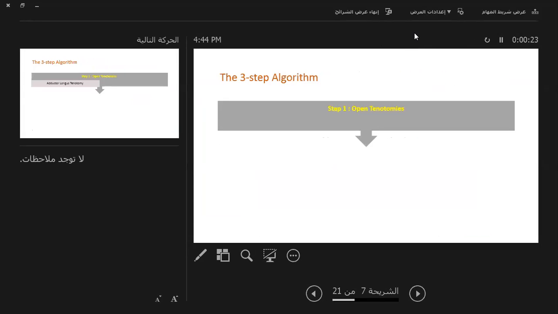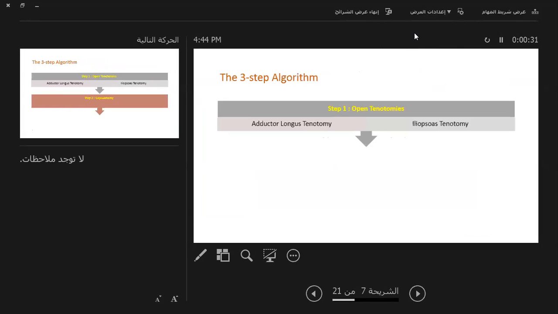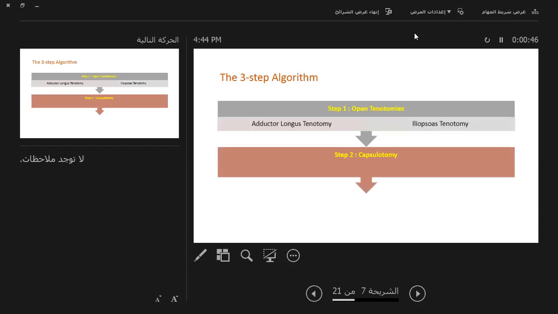So the three-step algorithm is quite simple. Step one is making the open tenotomies, which are adductor longus tenotomy as well as iliopsoas tenotomy, and we assess the hip reduction. If the hip reduction is stable, we conclude our surgery and apply the hip spica. But if the hip is still unstable, we proceed to the second step, which is capsulotomy.